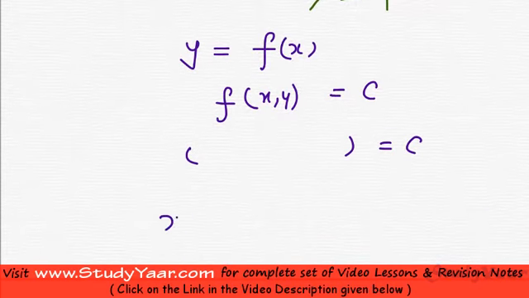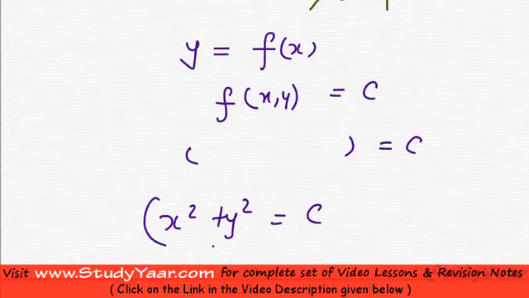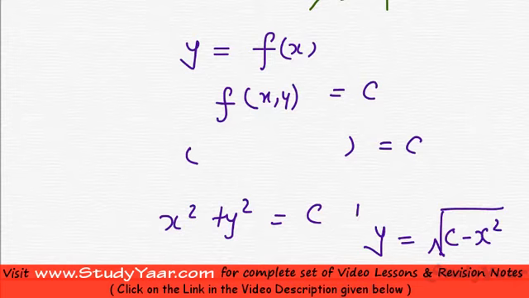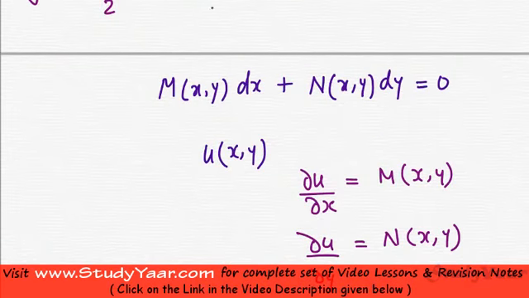If you have x squared plus y squared equal to c, then this is an implicit solution because what you have is f(x,y) equal to a constant. However, if you have y equal to the square root of (c minus x squared), then this is your explicit solution.